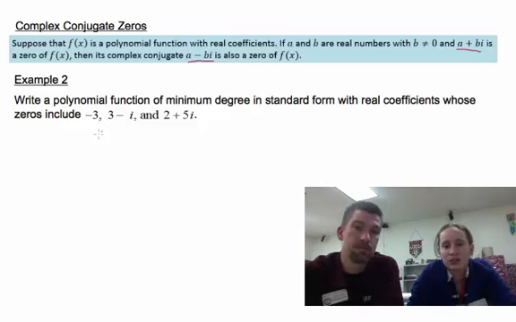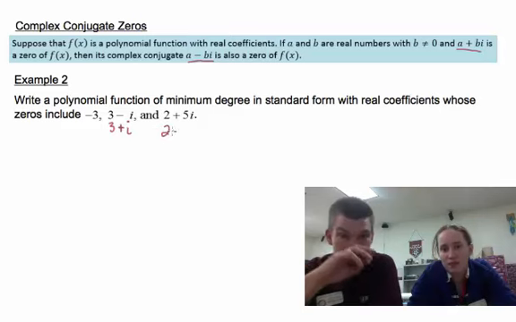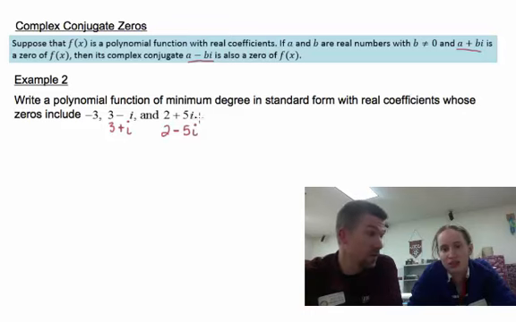So for example 2 here, we're writing a polynomial function of minimum degree in standard form with real coefficients whose zeros are negative 3, 3 minus i, and 2 plus 5i. The tricky thing here is those aren't the only zeros. There are 2 zeros they left unsaid, which would be the conjugates of 3 minus i, 3 plus i. A conjugate just means you write the same thing but with a different sign in front of your i. Only in the middle. Precalculus mistake number 17 is to make everything negative. That's not going to work. You only change the middle sign.